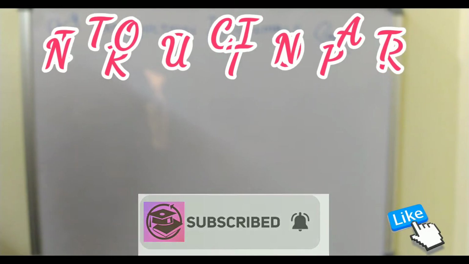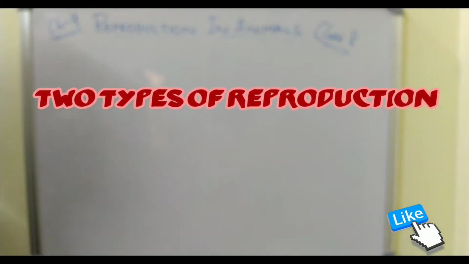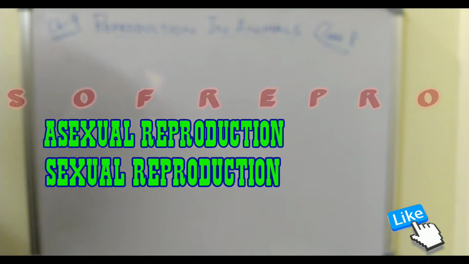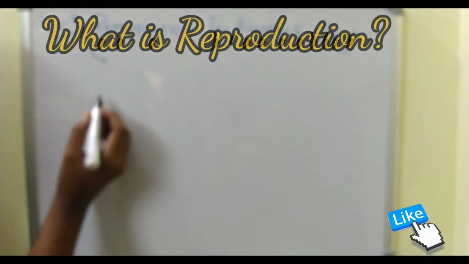Okay, so in this lesson we'll be discussing reproduction in animals, that is two types, asexual and sexual. So we'll first take up what you understand by the word reproduction.